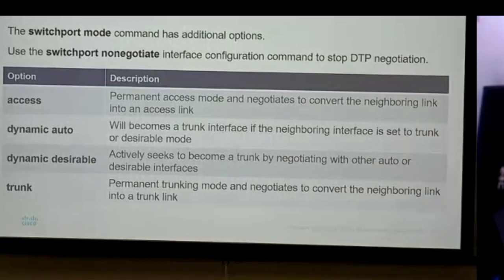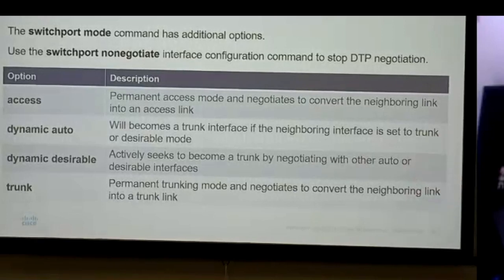Basically, desirable says, if you're willing to be a trunk, I'll be a trunk. But auto says, if you don't want to become a trunk, don't talk to me. So if two desirables are looking at each other like, I could be a trunk. You want to be a trunk? Sure, let's be a trunk. But auto is mean about it. Only makes you a trunk. Auto will only automatically be a trunk if it's facing desirable.